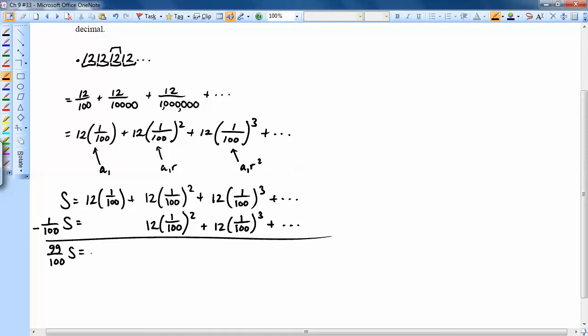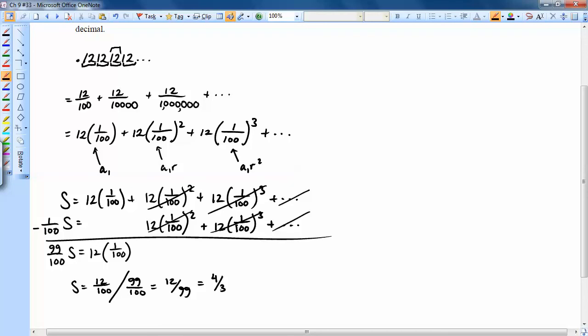So if I subtract one from the other, I get 99 over 100 S equals the first term minus 0, which is 12 times 1 over 100, plus, and then these all cancel, and so do all the rest of the infinite terms. So that's really all I get, 12 over 100. So then S ends up being 12 over 100 divided by 99 over 100, which ends up being 12 over 99, which ends up being 4 over 33.